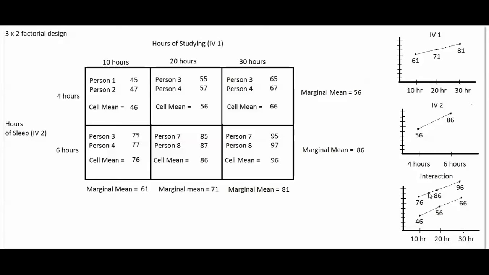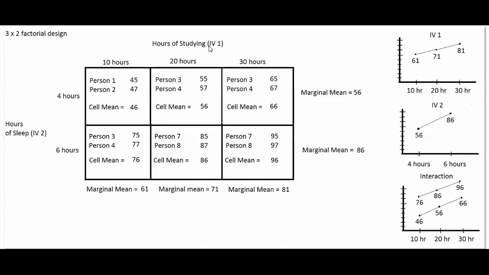This graph down here is showing whether there's an interaction. These are the 6 cell means. This line down here at the bottom is connecting these 3 cell means in the 4-hour condition, 46, 56, and 66. This line up here is connecting the 3 cell means in the 6-hour condition. And we can see that there's no interaction because the 2 lines are parallel.